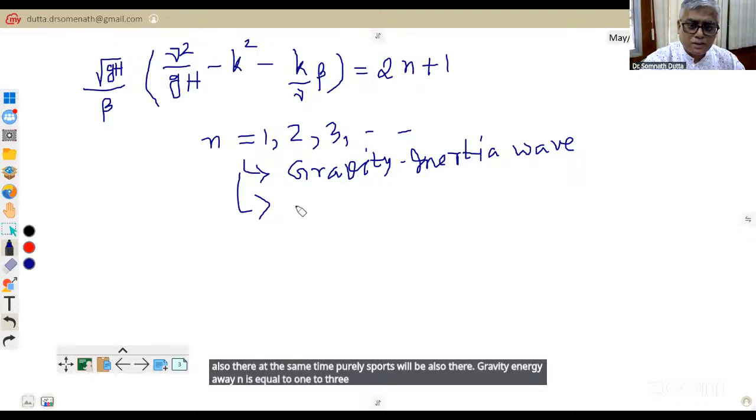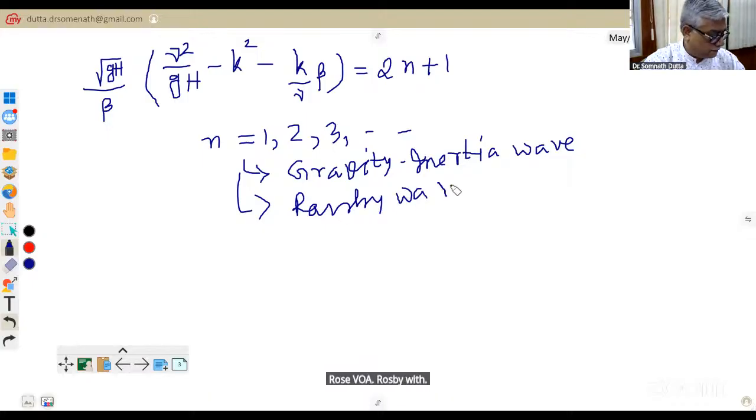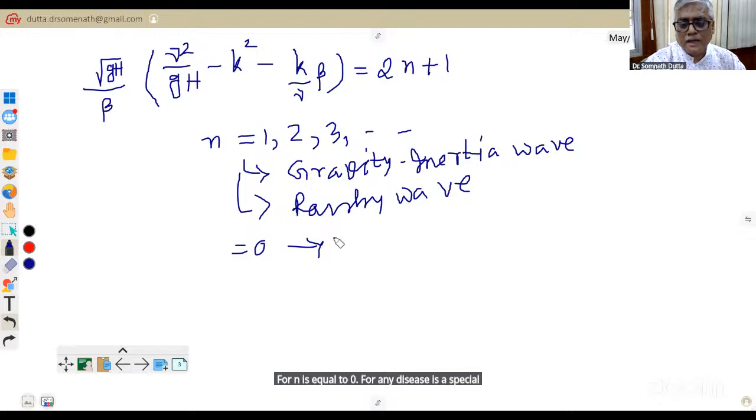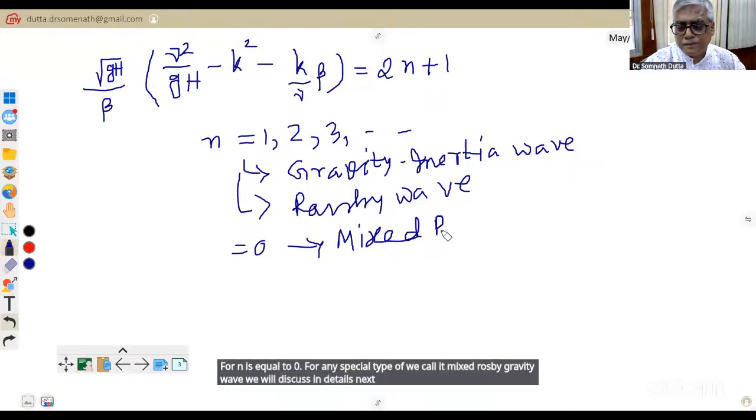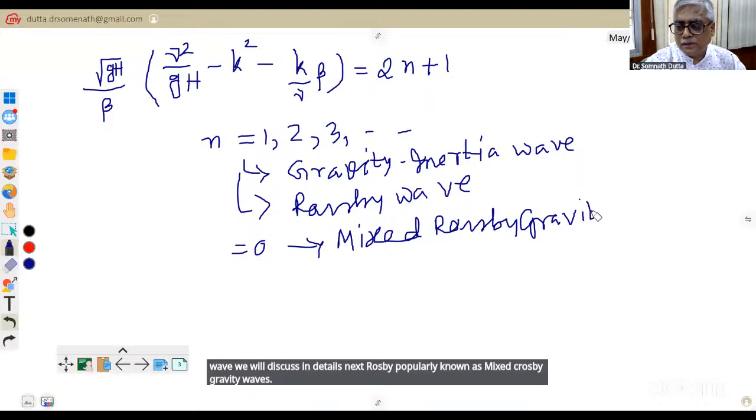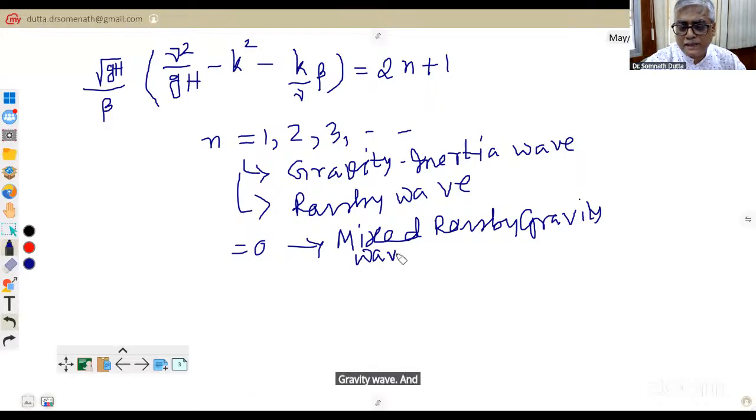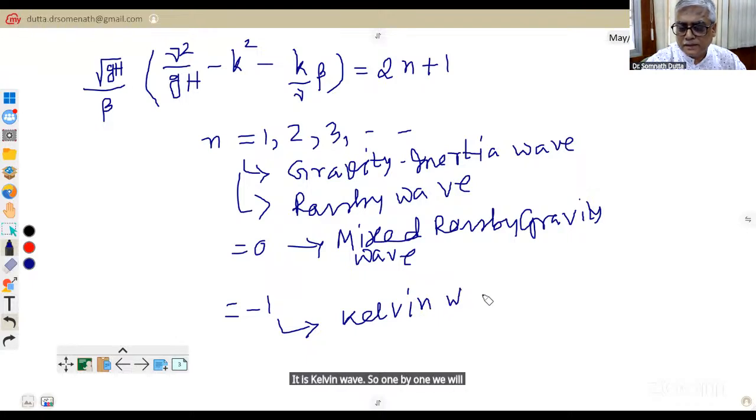Then n equal to 1 to 3 also gives Rossby waves. And for n equal to 0, it is a special type which we call the mixed Rossby gravity wave. We will discuss it in detail; it is popularly known as the MRG wave, or Yanai wave also. And for n equal to minus 1, it is the Kelvin wave. So one by one, we will see now.